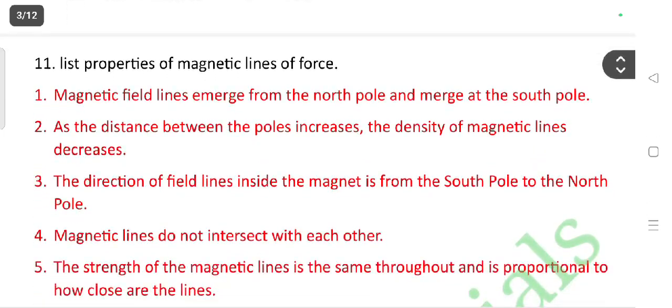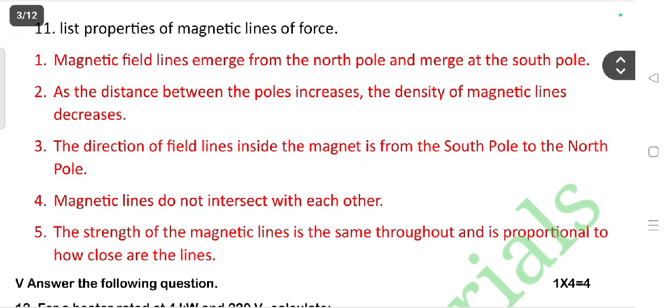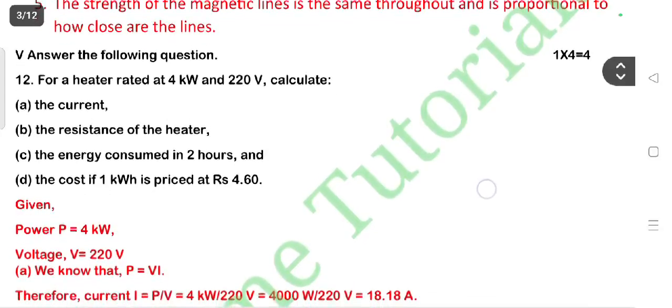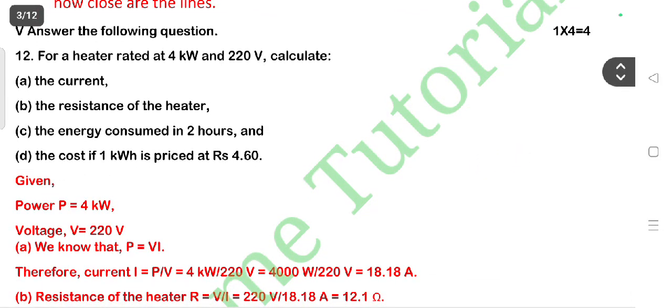Next is the properties of magnetic force. So these are all the properties of magnetic lines of force. Important question. So this is the answer. Next, come to next main, 4 mark question. For a heater rated at 4 kilowatt and 220 volt, calculate the current.